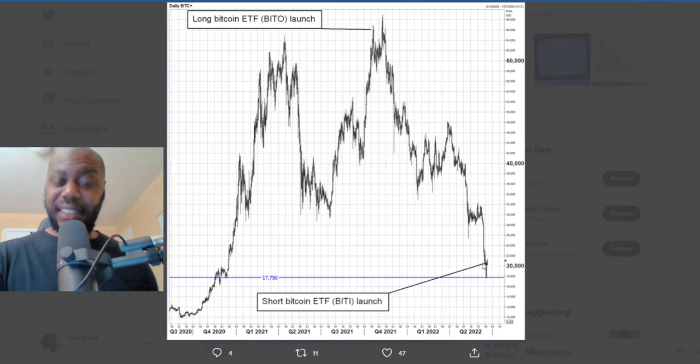So does this signify that we have hit a bottom and that we're going to go up? Who knows, right? Only time will tell. But it's very, very interesting how the long ETF was launched right at the top, and here we have the short ETF being launched right at the bottom. And so again, only time will tell.